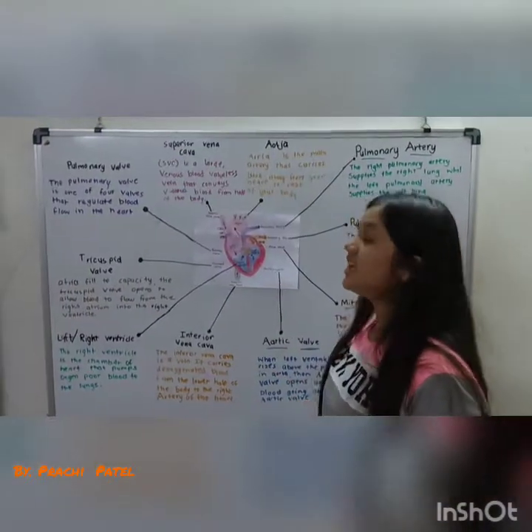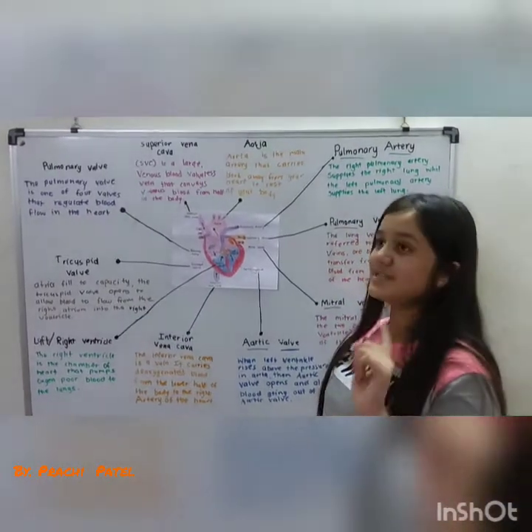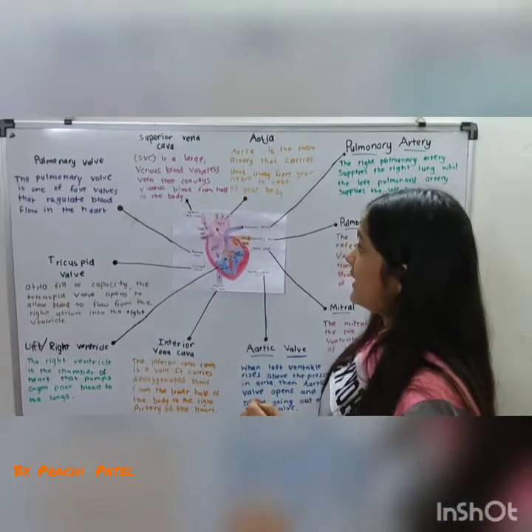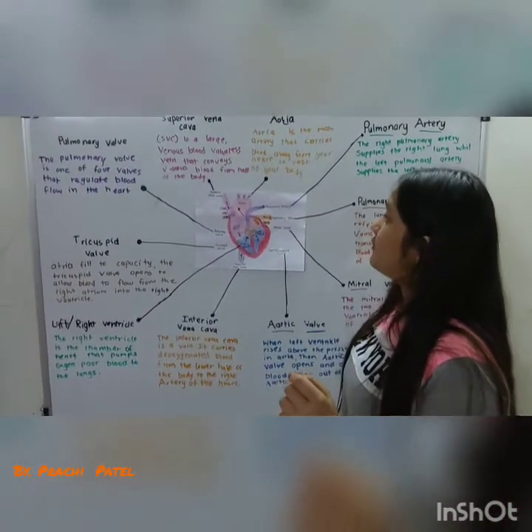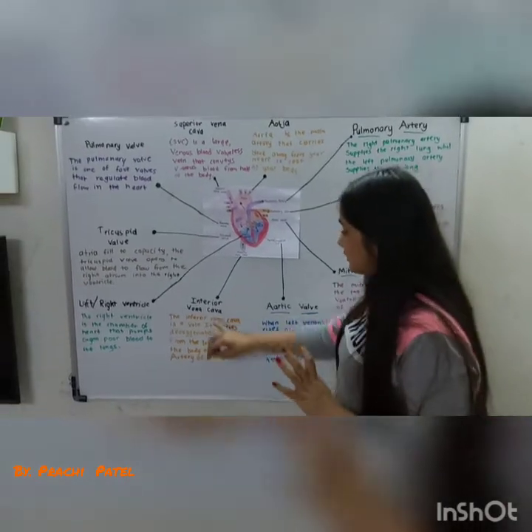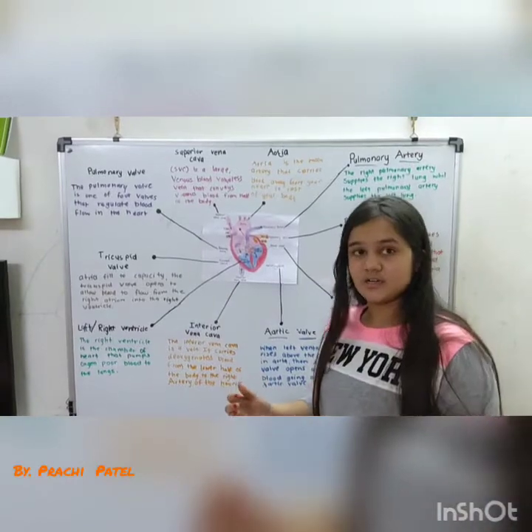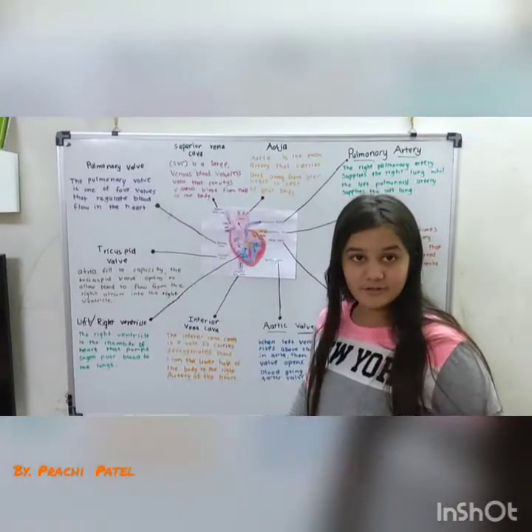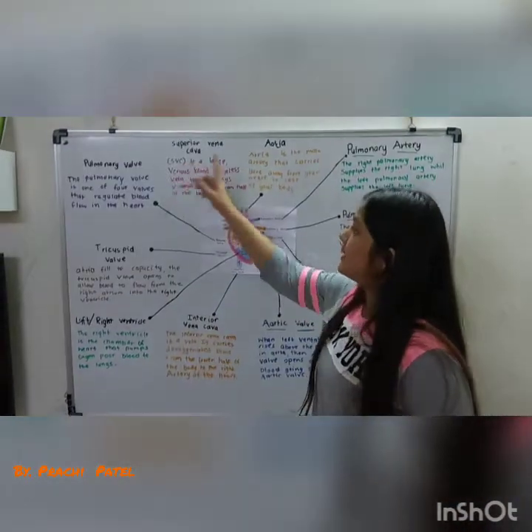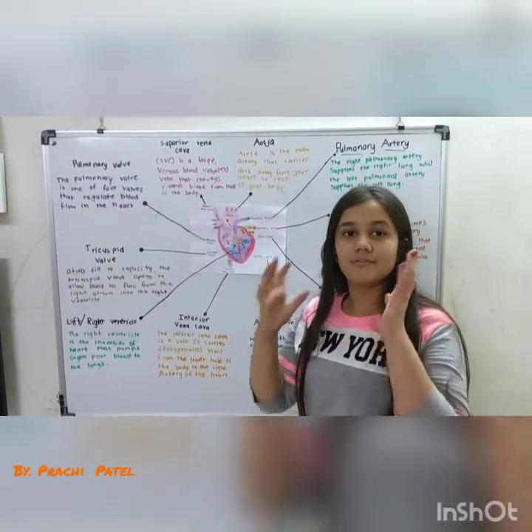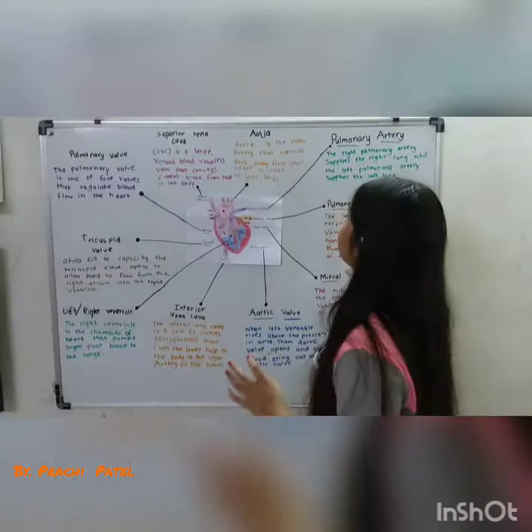Superior vena cava is also called SVC for short. It is a large vein that conveys blood from the upper half of the body. So here we saw that the inferior vena cava collects the blood from the lower half of the body, while the superior vena cava collects the blood from the upper part of the body.